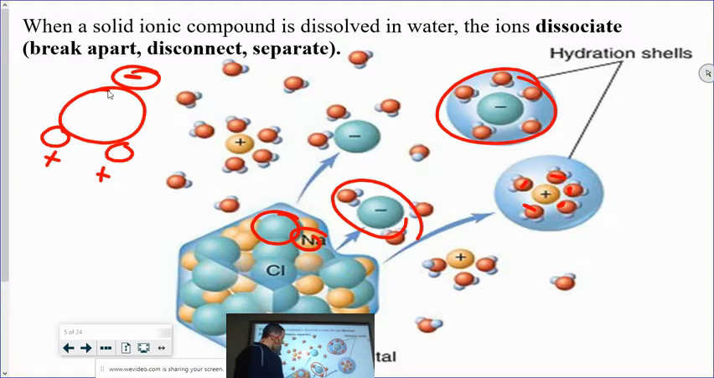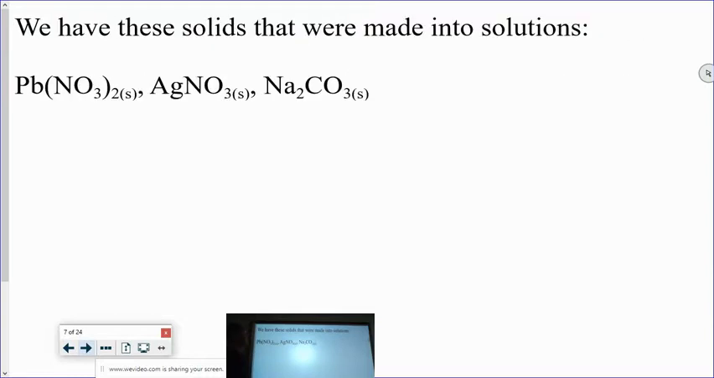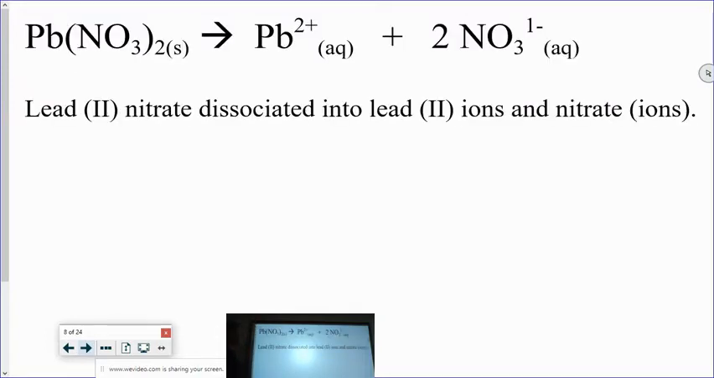So we're going to take all these solutions where we have ions floating around inside the bottle. So we use the phase AQ, and we have talked about this already, to represent a solid dissolved in water. Aqueous or AQ means a solution, a solute dissolved in a solvent. So we have these particular solids right here, and we want to make these into solutions. So we want to dissociate them. And we've done this already earlier in the unit.